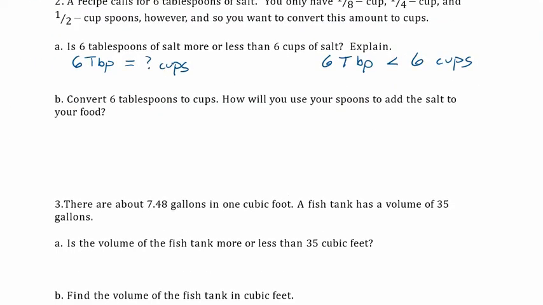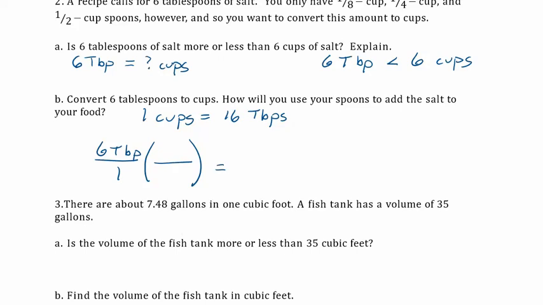1 cup is 16 tablespoons. So we want to convert 6 tablespoons. So we're going to put 6 tablespoons over 1. Now, how are we going to use this conversion factor in our chart? We're going to put it in here.